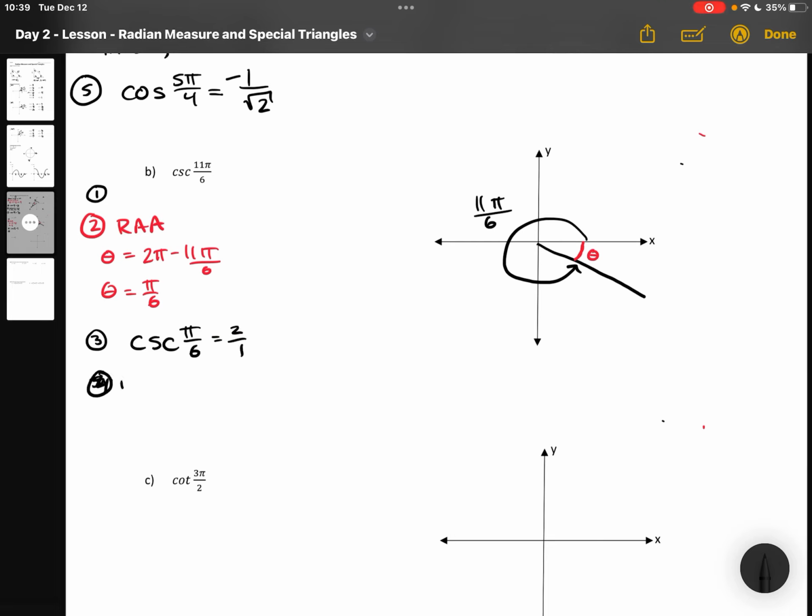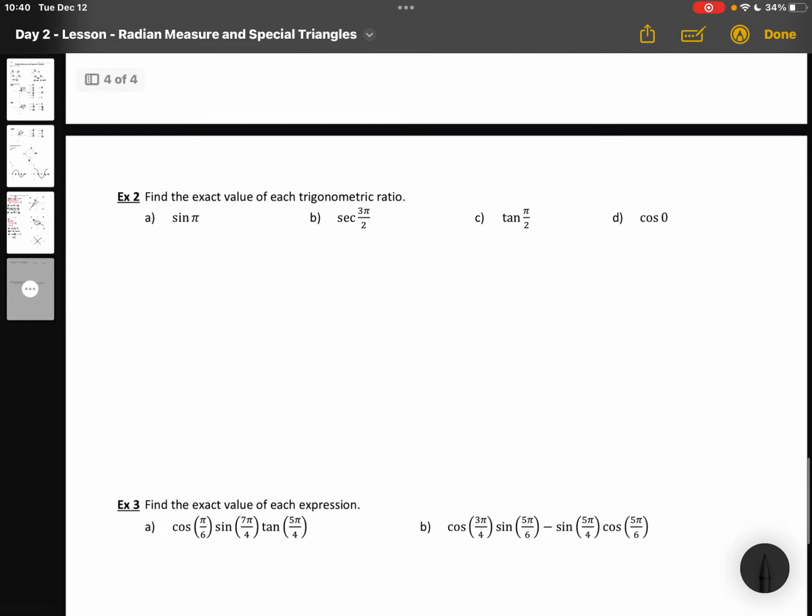And now I'm checking the sign. So put on my CAST rule here. So in quadrant 4, cosine is positive, but we don't have a cosine ratio. This is a sine related ratio. So then my final answer is that cosecant of 11 pi over 6 is equal to -2. Because the only ratios positive in there are cosine and then secant, but we don't have either of those, so it must be negative. We're not going to do this one. We're just going to move on to these exact values here.